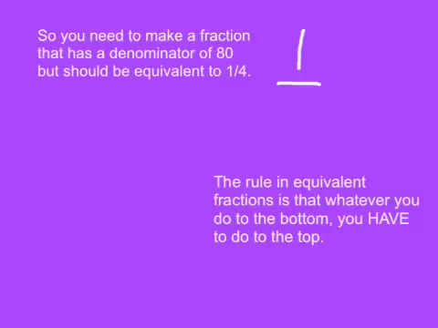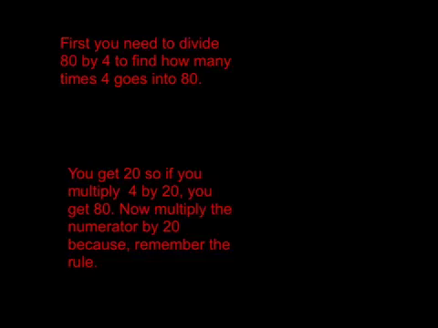The rule of equivalent fractions is whatever you do to the bottom, you have to do to the top. For that, you need to divide 80 by 4 to find out how many times 4 goes into 80. You get 20, so if you multiply 4 by 20, you get 80.